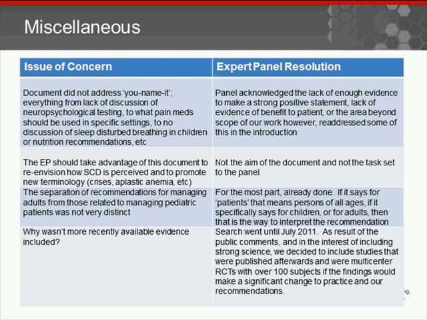However, since it was a real concern, we decided that we would include studies that were published afterwards, but they would have to meet certain criteria: multi-center RCTs with over 100 subjects, if the findings would make a significant change to practice and to the recommendations as they currently were. As you can well imagine, there weren't too many studies that hit that kind of criteria. For the studies that were important, we could not include them in the evidence review process in that formal sense. However, we were able to include them in the discussion of that particular area, and that's what we aimed to do. Next slide.